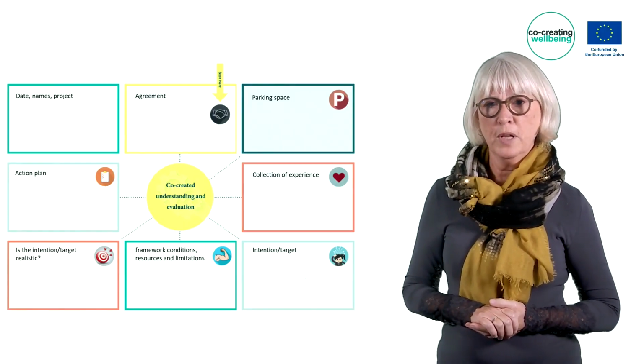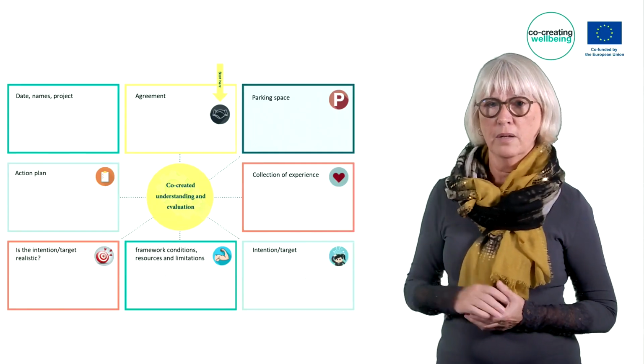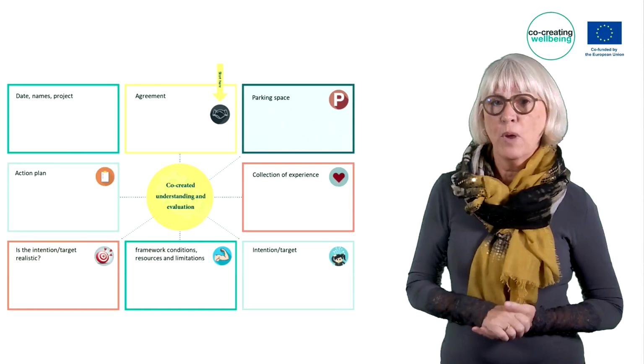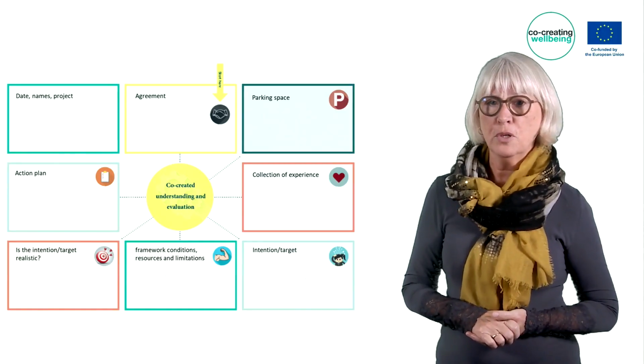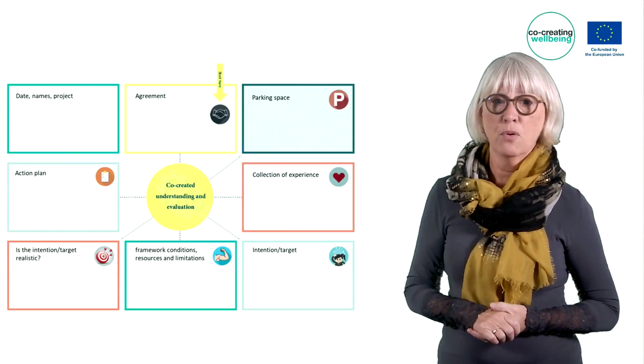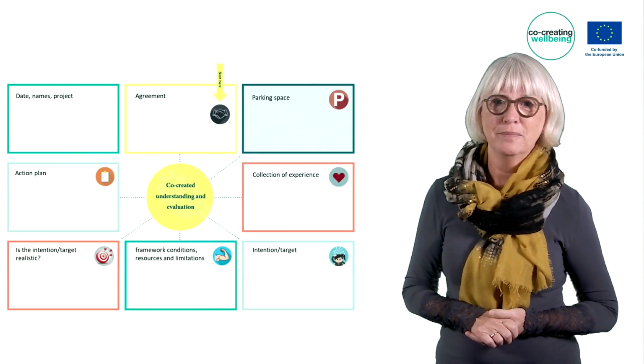The model is not linear. You can jump between the fields as agreed upon. However, you must start in the agreement field, as it is where all participants contribute their wishes on what they want to co-create, which is a very important issue in co-creation.